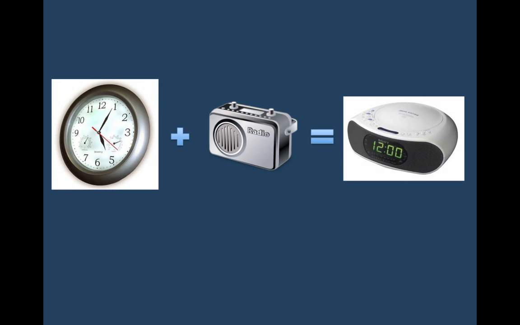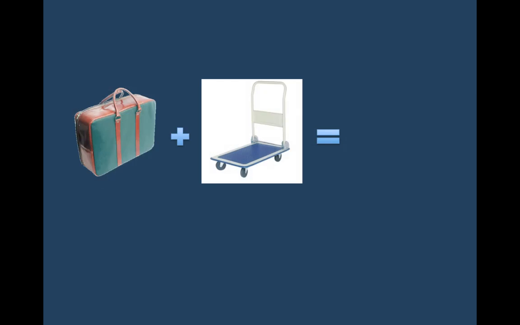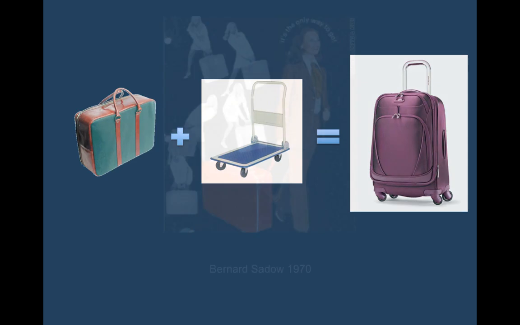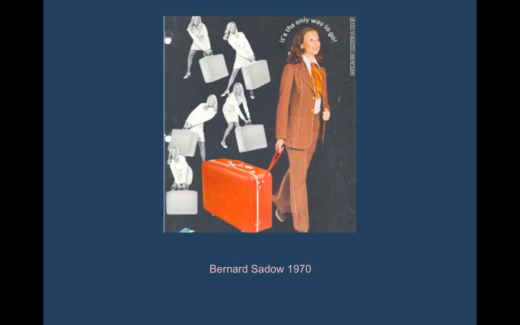You might be able to remember the day when our side tables had clocks and radios, and then they had clock radios. How about this one? This is probably the most startling in my mind. The luggage, the trunk, the case, and wheels both had been around for millennia until this was invented. And this wasn't invented until 1970 by Bernard Sadow.